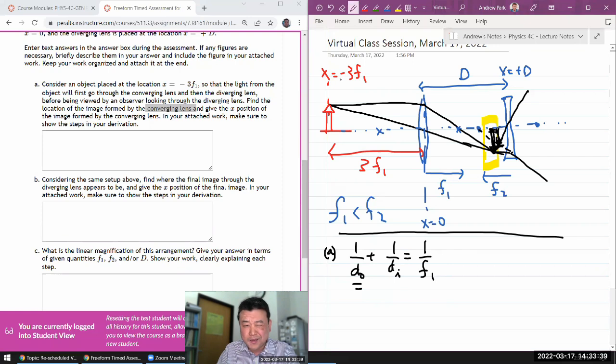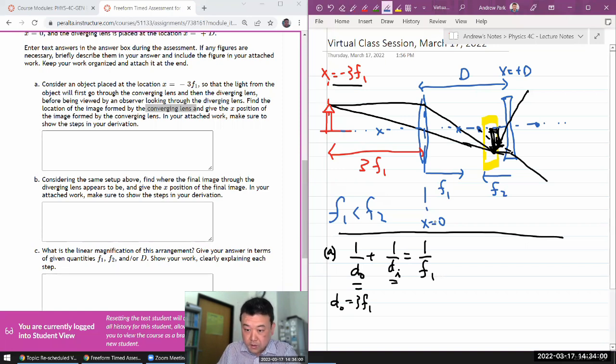And I think I'm given the object distance. So when they tell me this is the position of the object, that's not the object distance. So I need to work out, is this a real object? Yes. So my DO is positive. So my DO is 3F1. Image distance, I need to work it out. F1, I'm treating as given.